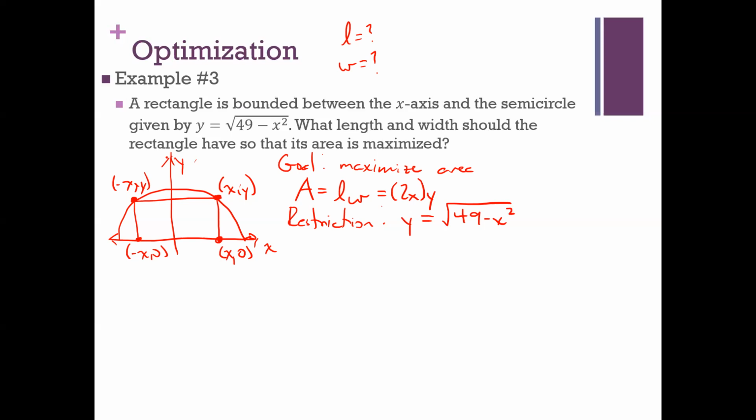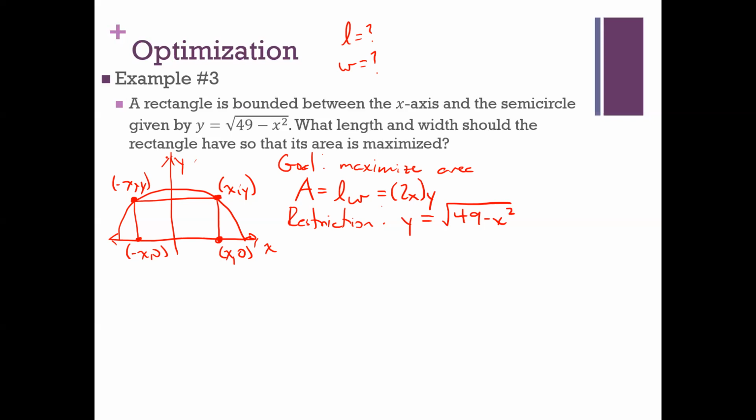What have we assumed about these 2 points? Where are they? The same y. Well, the same y, but what else do I know about them? They're on the semicircle, right? Which means, does that help you answer the question? Can I just use that y?